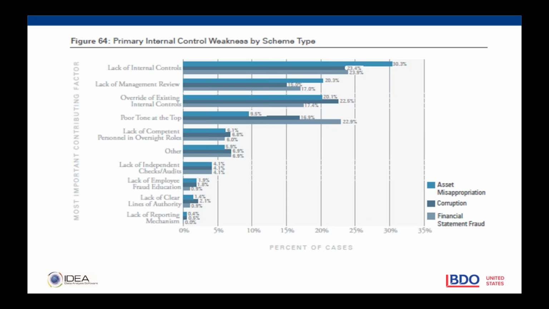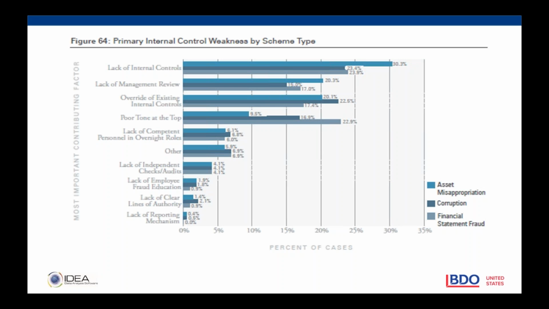The next one is really looking at the primary internal control weaknesses by the scheme type. So what this is looking at is, within asset misappropriation, corruption, or financial statement fraud, what is the primary driver for this scheme? The first one is lack of internal controls. Now, I hear people say, well, my company doesn't really have a lot of controls, or maybe we don't want to go test the controls, but companies have controls, and they may not need a robust set of controls. There may need to be just a few controls in certain key areas to mind the store, if you will.